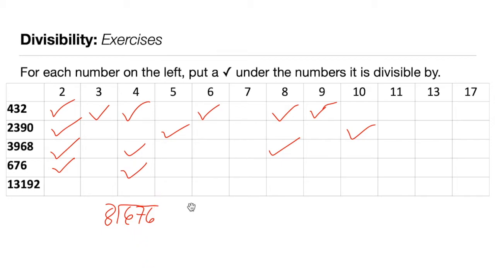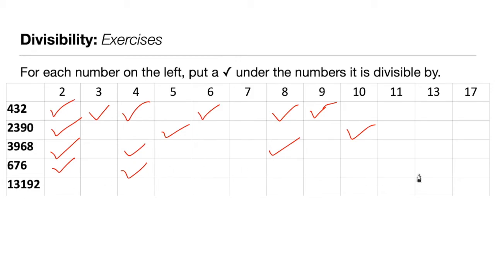Next up, let's try if it is divisible by 9. Notice that it is not divisible by 3. So since it's not divisible by 3, you can deduce that it's also not divisible by 9. It's also not divisible by 10 for obvious reasons. Is it divisible by 11? So we have 6 minus 7 is minus 1. Minus 1 plus 6 is not going to be a multiple of 11.